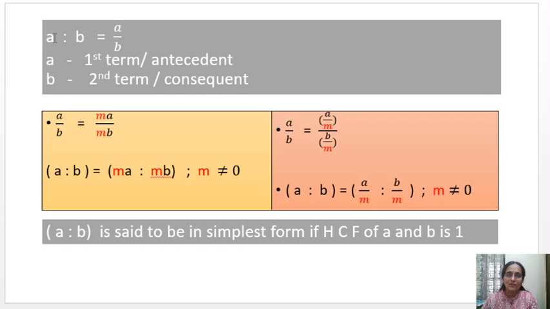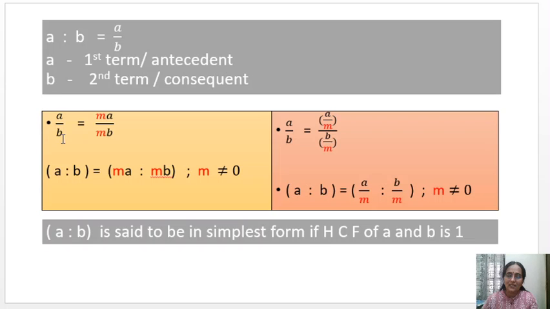Always, when you are expressing the ratio as a fraction, you have to write the first term of the ratio as the numerator of the fraction. You have to write the second term of the ratio as the denominator. You know already about fractions. When you multiply the fraction with the same number, the value does not change. You cannot multiply the numerator with one number and the denominator with another number. To get the equivalent fraction, you have to multiply the numerator and denominator with the same number.